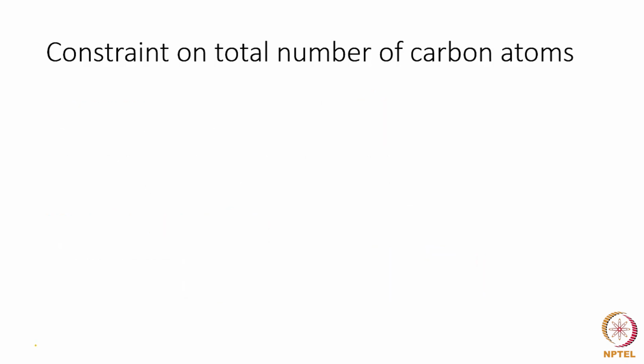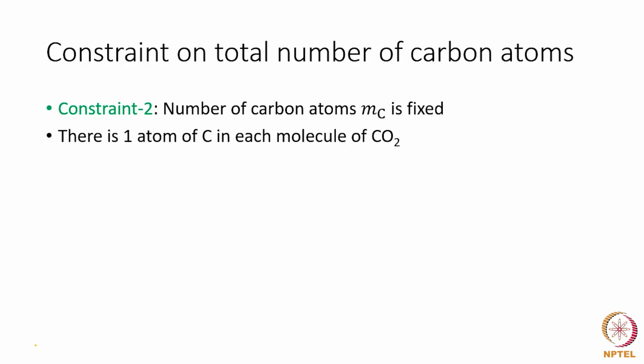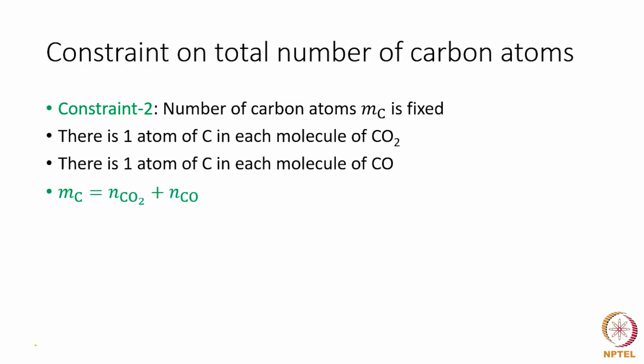The constraint on the total number of carbon atoms is as follows. The number of carbon atoms MC is fixed, and there is 1 atom of carbon in each molecule of CO2, 1 atom of carbon in each molecule of CO. So therefore we can write the number of moles of carbon atoms as NCO2 plus NCO.